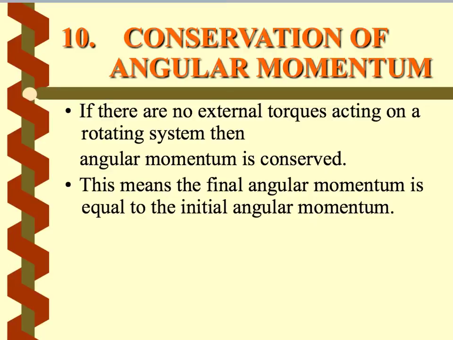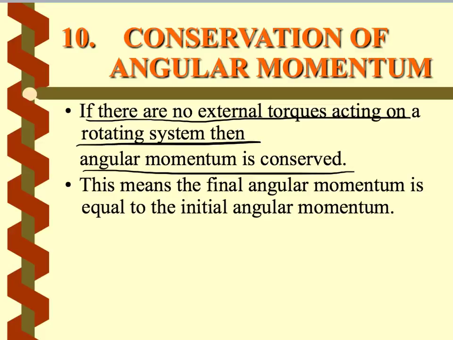Okay, conservation of angular momentum. Just like energy is conserved, just like matter is conserved, angular momentum is also conserved. If there are no external torques acting on a rotating system, then the angular momentum is conserved. This means that the final angular momentum is equal to the initial angular momentum, just like when we were looking at conservation of linear momentum.